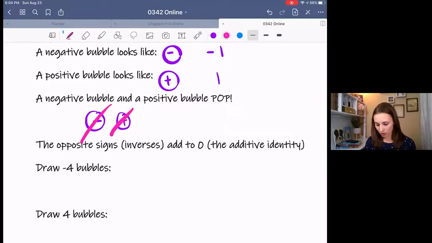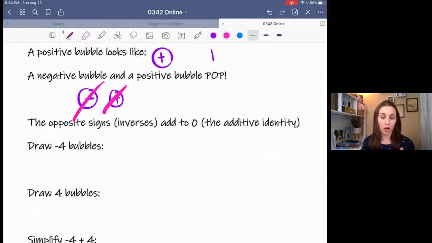What we actually call this is inverses. So these are called additive inverses, which means that they have opposite signs and they're the same number. So for example, -1 and +1, they're the same number, but they have opposite signs, so they are called additive inverses. Additive means that we are adding them. And they add to 0, which is the additive identity.